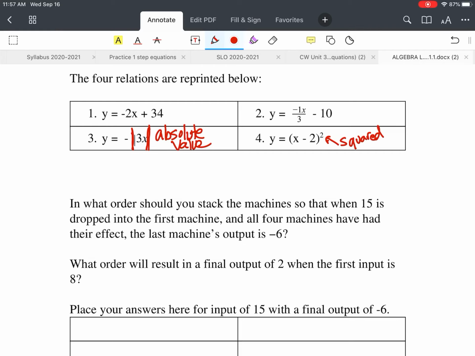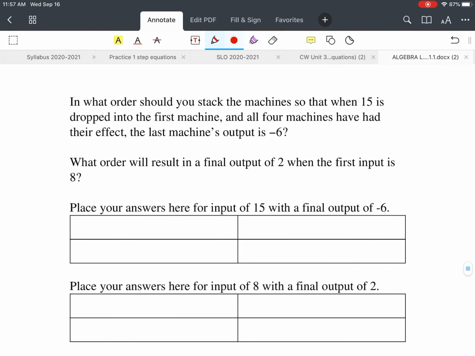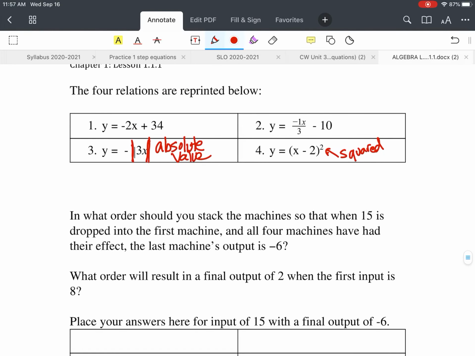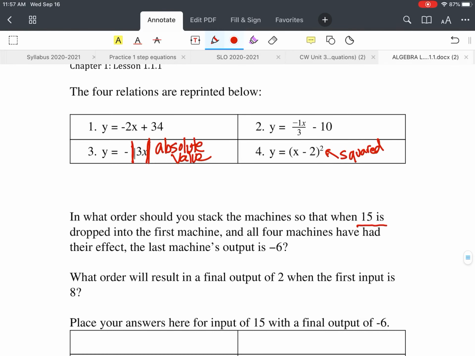So we need to actually arrange these in some sort of order so that it says in what order should you stack the machines so that when 15 is dropped into the first machine and all 4 machines have had their effect, the last machine's output is -6. So we're going to start with 15, but we have to end with -6. So rather than make you go crazy, I'm going to help you with this. I'm going to actually give you the actual order so that when we drop 15 in first, we get a -6 as the last machine.